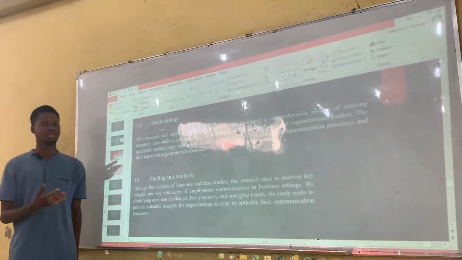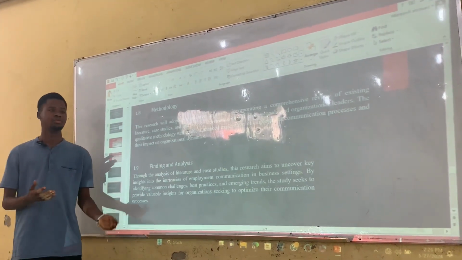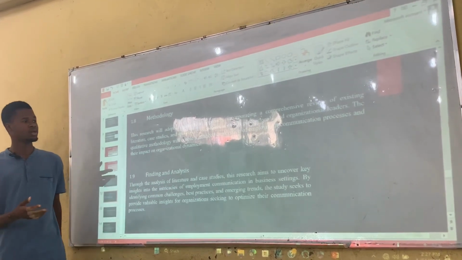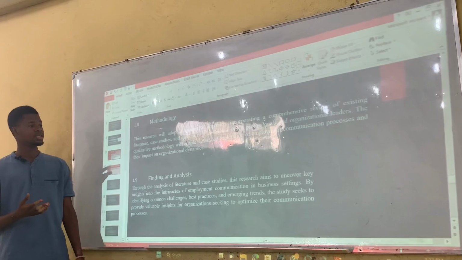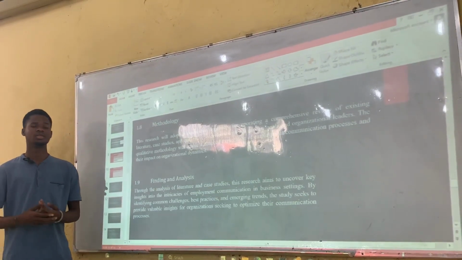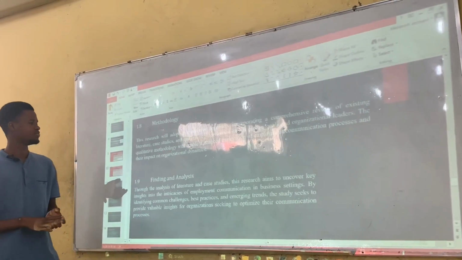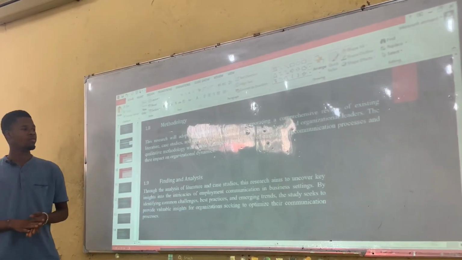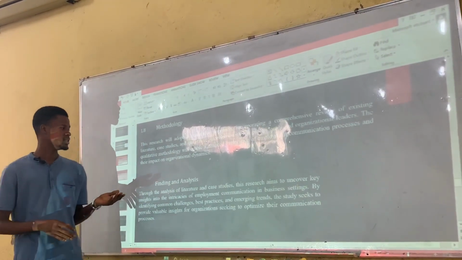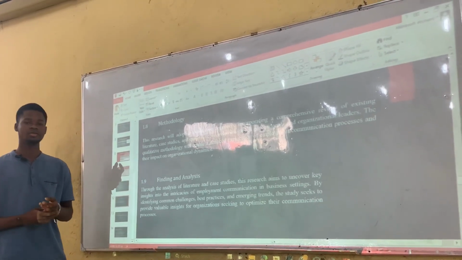Methodology. In this research we adopt a qualitative approach incorporating a comprehensive review of existing literature, case studies, and qualitative interviews with HR professionals and organizational leaders. The qualitative methodology will enable a nuanced exploration of employment communication processes and their impact on organizational dynamics.